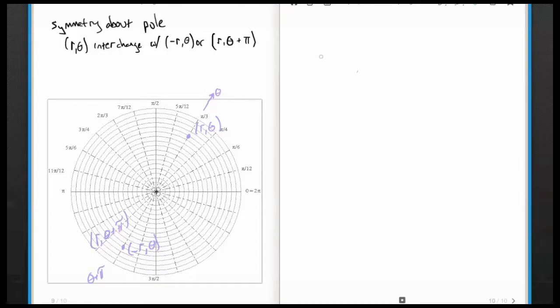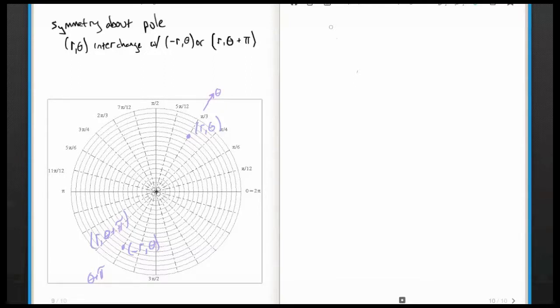Neither of our previous 2 examples had polar symmetry, and I can't think of an example off the top of my head. I do have an example, but to save time, there will be ones in the homework that are like that.